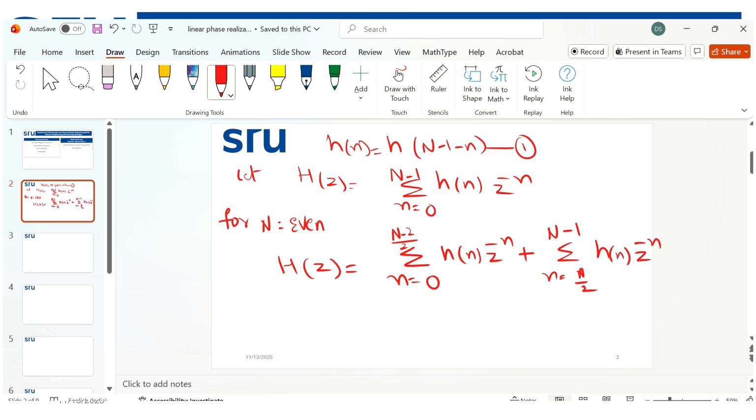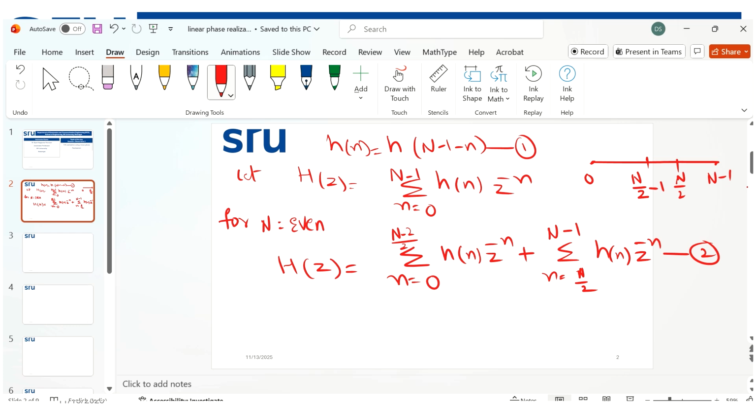So here what I am doing is dividing it into two separate parts. The length of the sequence is between 0 to N minus 1, and I am considering it as 0 to N by 2 minus 1, and N by 2 to N minus 1, right? In the same expression, I have split my summation into two halves, because I am considering N as an even value. Give it as equation number 2.